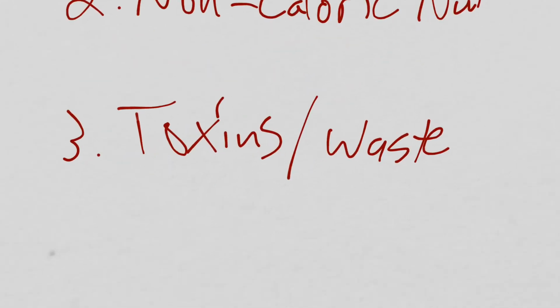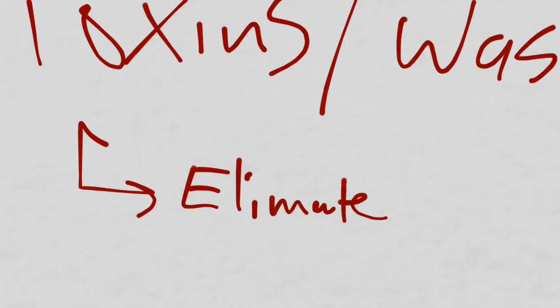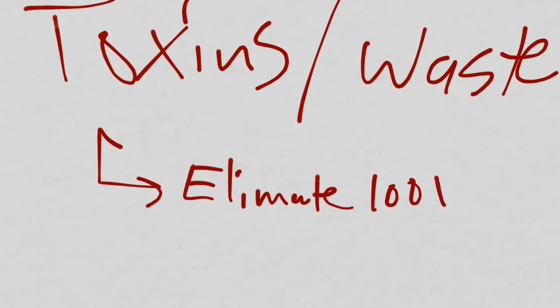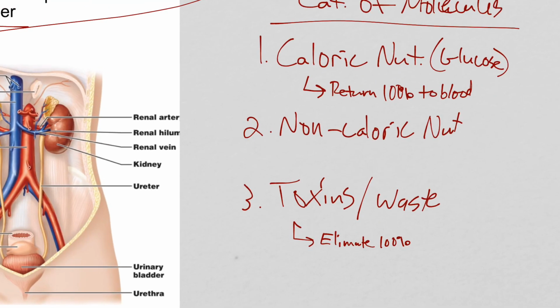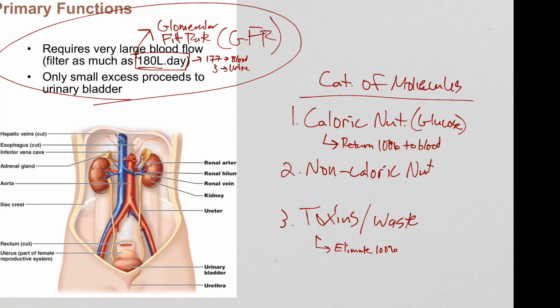On the other extreme, toxins and waste products, there the goal is to eliminate as close as you possibly can to 100% of those things in the urine. And so those two are simple, and they don't really require regulation, right? Glucose, just pump as much of it as you can back into the blood, because that glucose gets into the filtrate. For reasons that we'll get to in a little bit, you can't stop glucose from leaking out of your blood and into the filtrate.